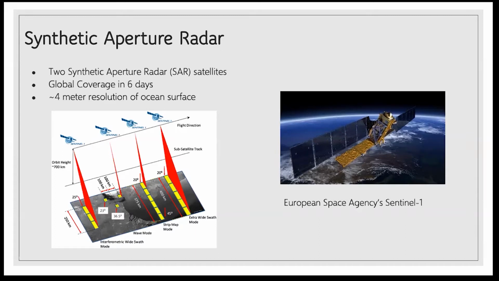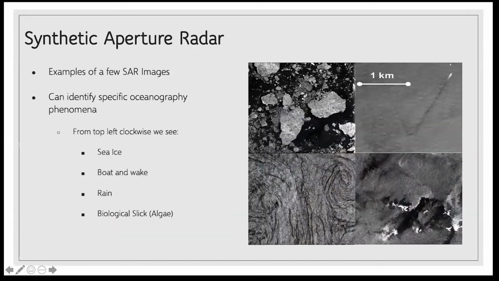And so here are some examples of SAR images. Clearly, we can see that they're very high resolution, so we can literally see oceanography phenomena. From the top left, we see sea ice. We can even identify boats in the ocean by their wake. We can see that in the top right image. We also see rain, biological slicks, etc. There are many other oceanography phenomena that we can see from these synthetic aperture radar images.